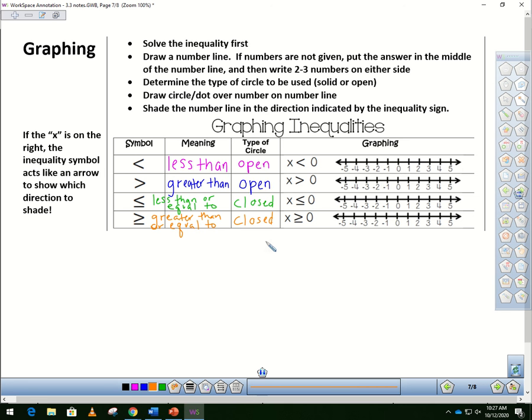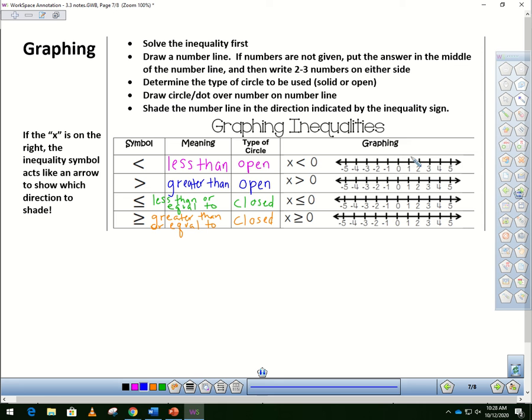So, do you guys see the pattern here? When it's open, what's underneath the inequality? There's no line underneath the inequality, it's open. There's no equal sign underneath the inequality, it's an open circle. If you have an equal sign under the inequality, it's closed. Do you guys see the difference? Alright, let's go ahead and actually graph it.